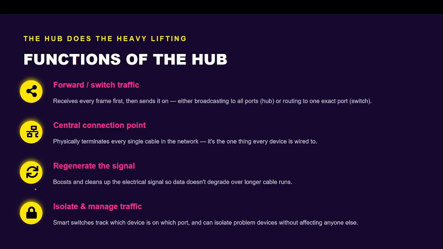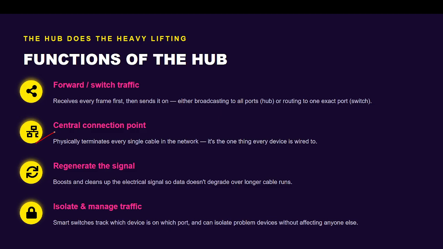Functions of the hub. First, forward switch traffic: it receives every frame first, then sends it on, either broadcasting to all ports or routing to one exact port. Next is central connection point. It physically terminates every single cable in the network. It's the one thing every device is wired to.